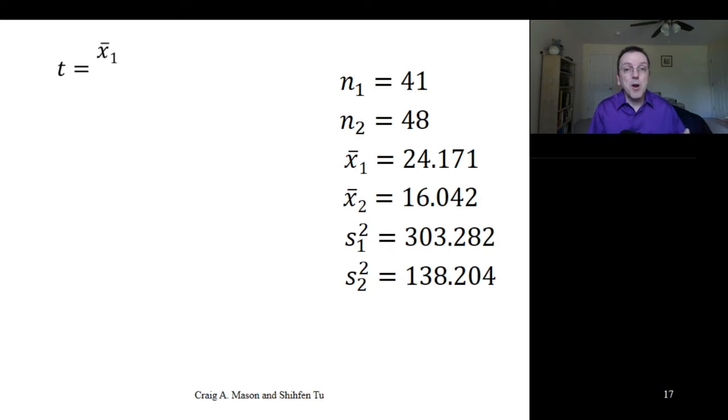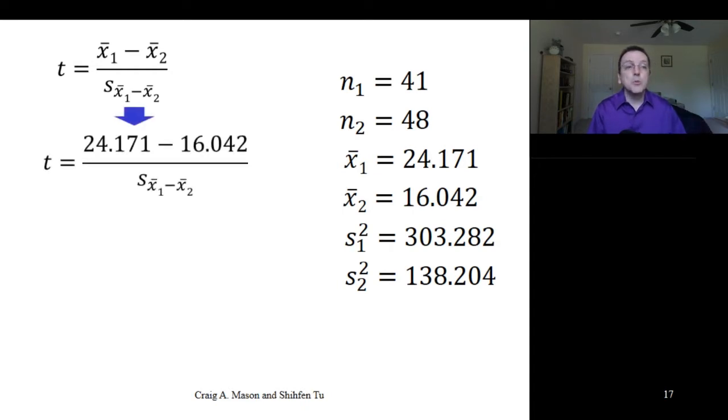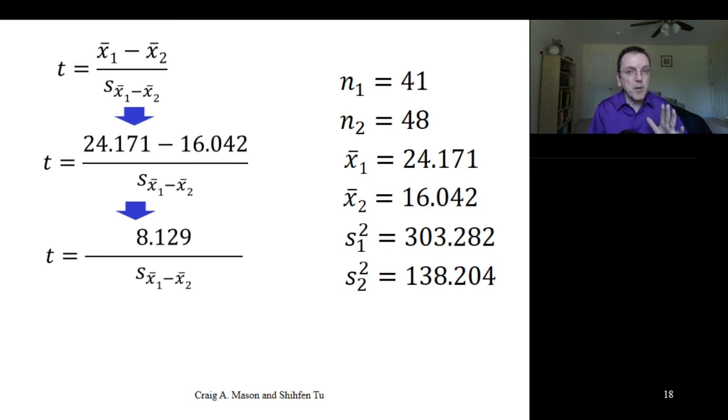It's x bar 1 minus x bar 2 divided by the standard error of the difference in means. So let's plug in our means for sample 1 and sample 2, and we'll get 24.171 minus 16.042. That gives us 8.129 divided by the standard error of the difference in means. Now, let's take a moment and think about the standard error of the difference in means.